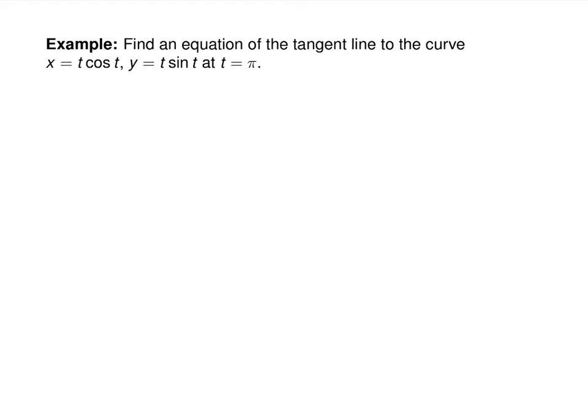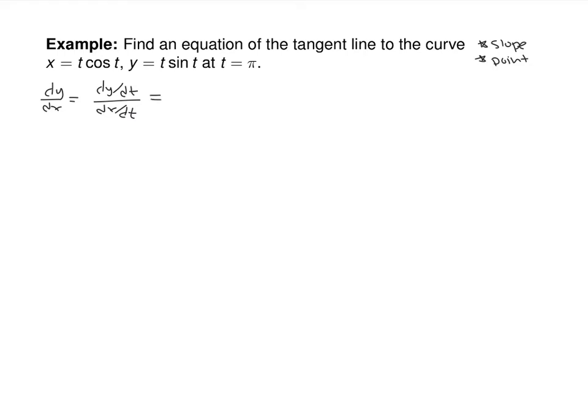Okay, so let's find an equation of the tangent line to the curve x equals t cosine t, y equals t sine t, at the point where t is equal to pi. So dy/dx, the slope of the tangent line, will be dy/dt over dx/dt. And just backtrack for a second. To find an equation of a tangent line, we need the slope, and we also need the point that we go through. So let's just find the slope first.